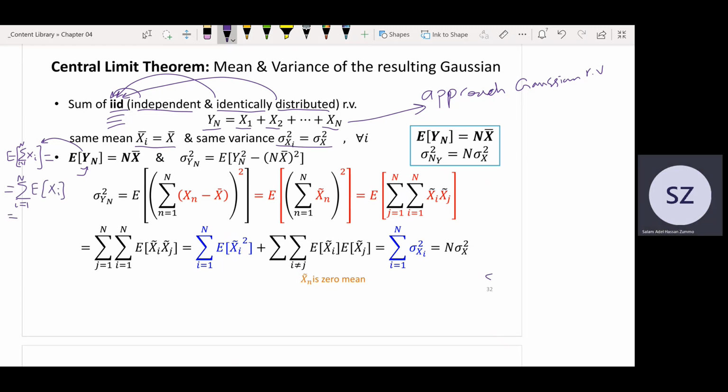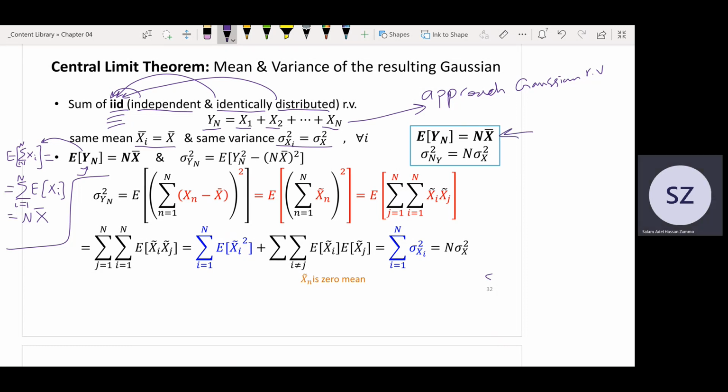But what is the expected value of x1? x bar. What is the expected value of x2? x bar. What is the expected value of x3? x bar. So how many x bars do we have here? n of them. So we have n x bar. This is the mean of the resulting sum of independent random variables, yn.